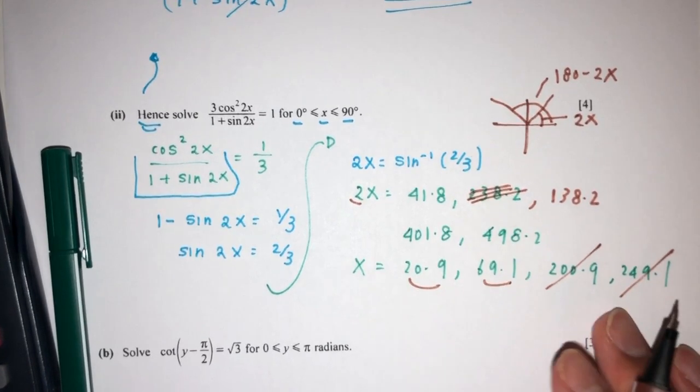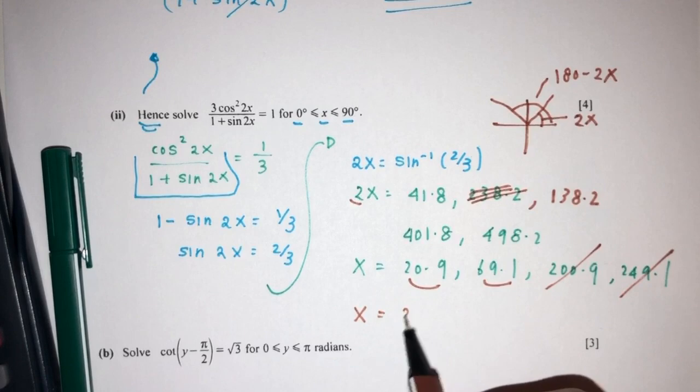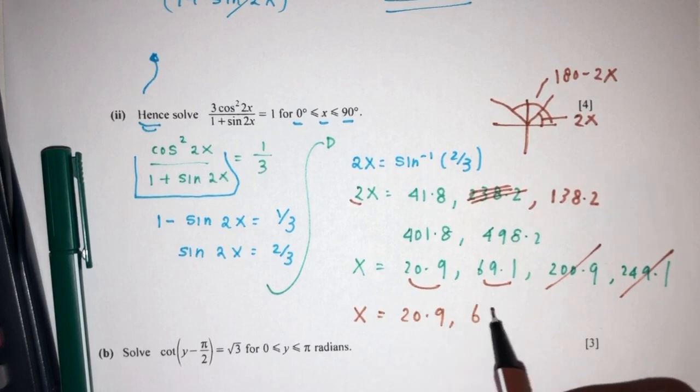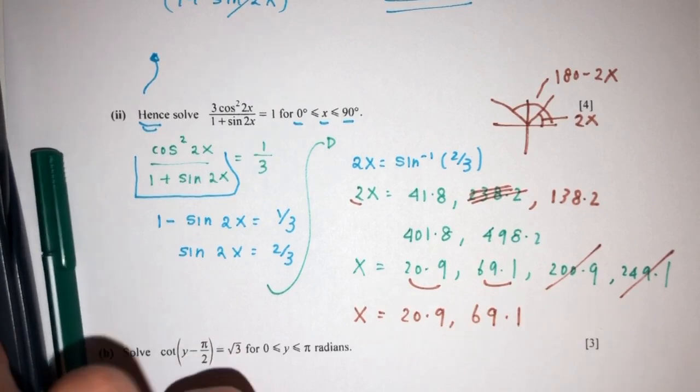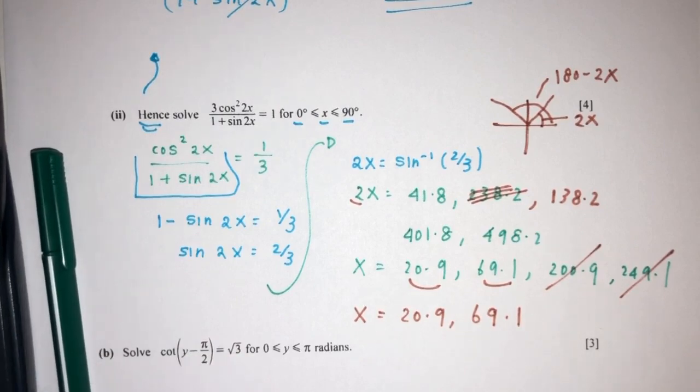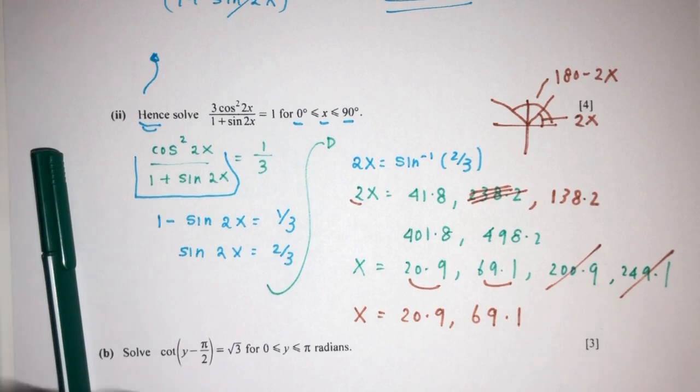So here we have the two values for x, 20.9 and then 69.1. Yeah, I hope that's the case. So 138.2 divided by 2, yeah, 69.1. These are degrees. You have two values for this question.